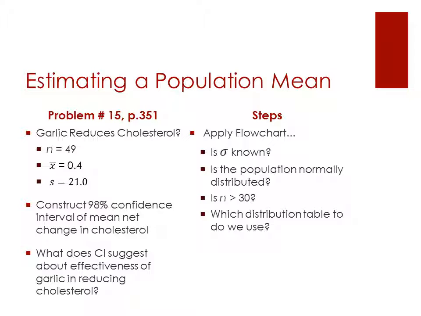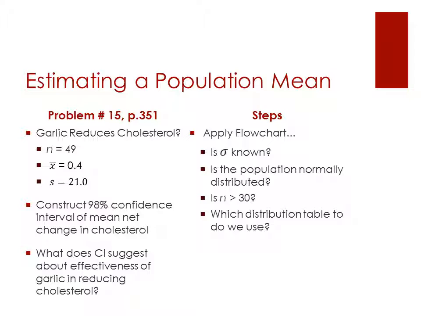Our sample mean is 0.4. Now keep in mind that 0.4 is the net change in cholesterol. As you read in that paragraph, the individuals first record their cholesterol for these 49 individuals, then they consume raw garlic, then they measure the cholesterol again, and what we're working with here is the difference between those two measurements of cholesterol. So we're measuring the change or the difference, not the raw cholesterol level.